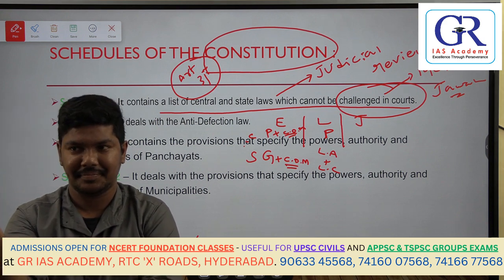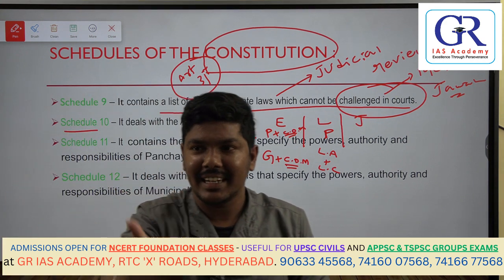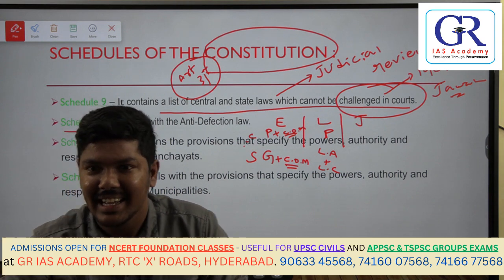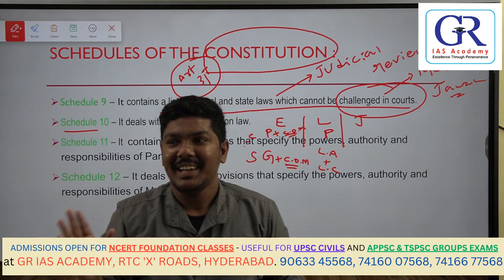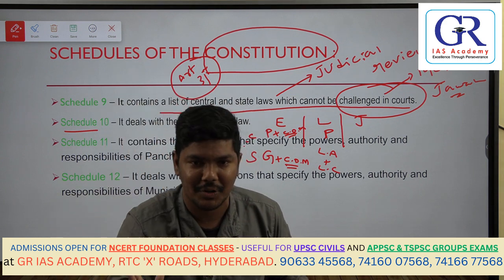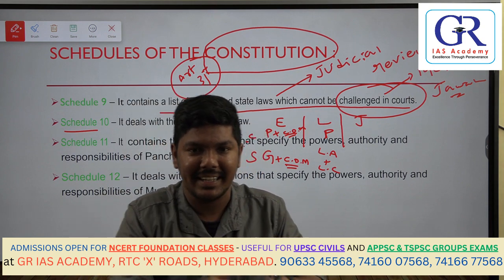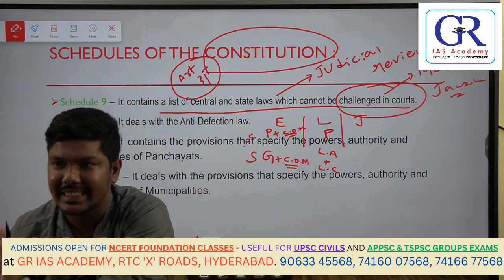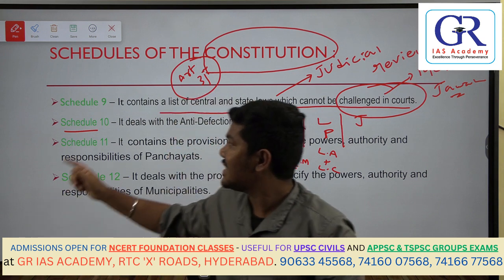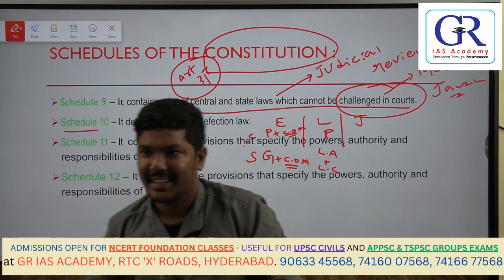What about Schedule number 10? I think you are aware of it. Contesting on one party's ticket and then, after being elected, moving to another party is basically called defection. That is basically cheating on people, right? Because we voted for you not as an individual, but because of your party, that you will be doing good. But you say, okay, I'll contest with this XYZ party, and after you win there, you immediately switch sides. This is called defection and this has to be prevented. That was the reason why Schedule 10 was added. Schedule 10 deals with the anti-defection law.